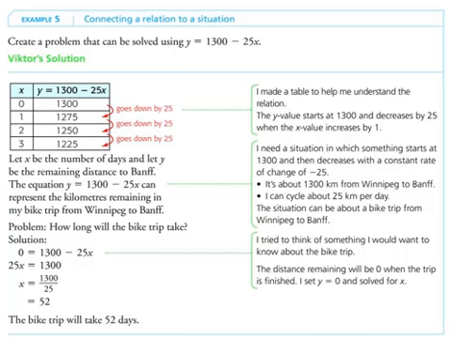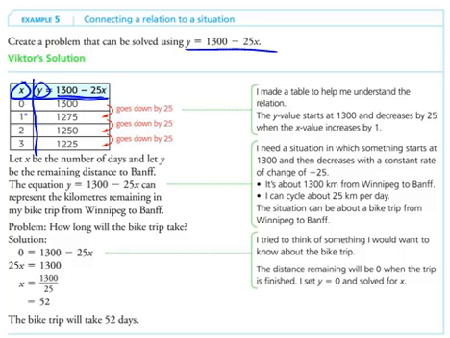So in this question, Victor needs to create a problem that can be solved using y equals 1300 minus 25x. Oops, where's my pen? There we go. Now, he wants to get a sense of how this relation looks. So he made a table of values where he's got x and y, and here he shows what the relation is for y, how it's related to x.